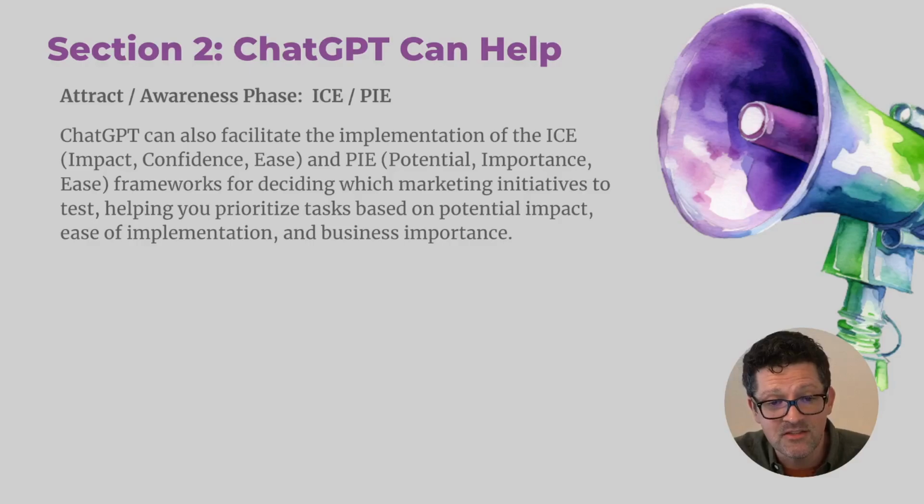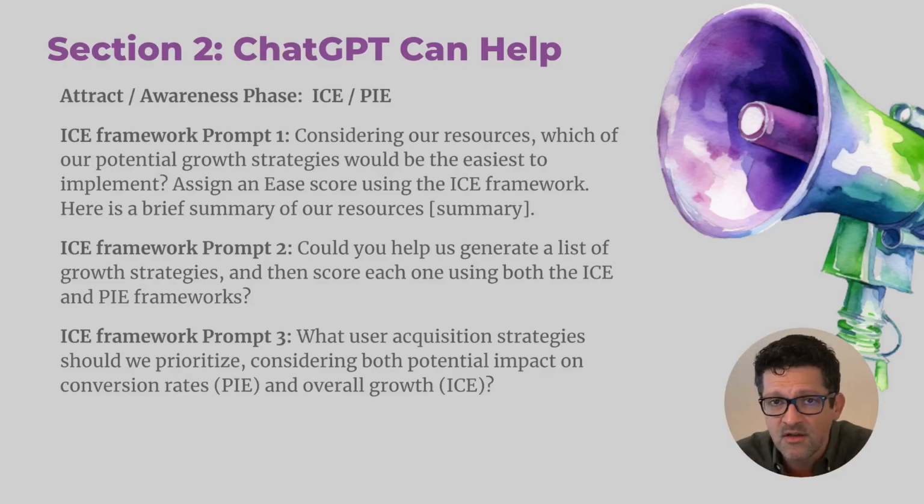ICE and PIE. So these are frameworks for helping you decide what marketing to test. And these are very helpful because they give you priorities on what is the impact that a potential channel might have, what is the confidence of success there, and what is the ease of implementation. PIE is similar but a little different. What is the potential success, what is the importance, what is the ease there. So these two frameworks can help you prioritize the tasks based on the potential impact, ease of implementation, and business importance. And here's a couple prompts for those.